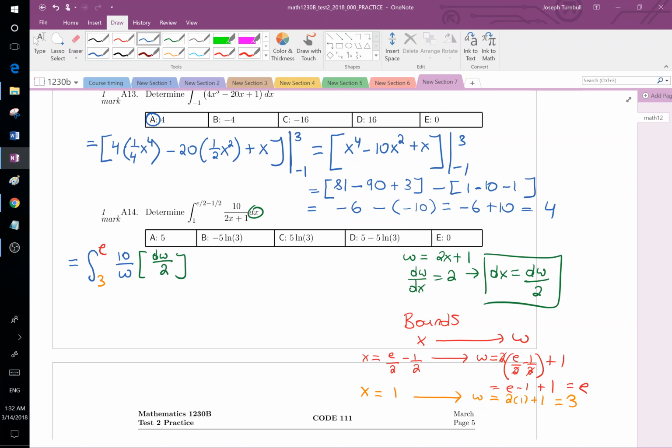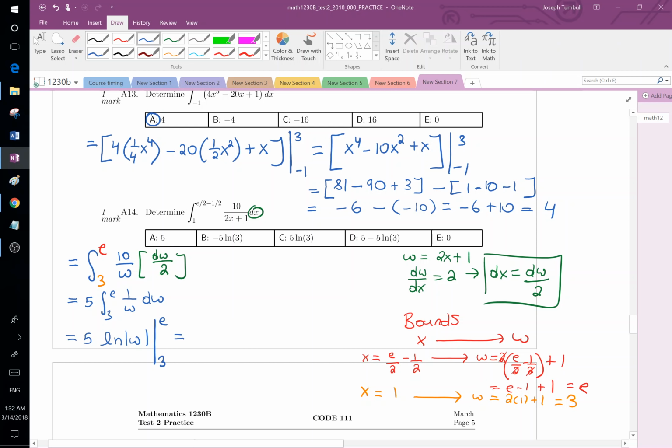Now, let's clean this up a little bit. Lots of numbers floating around. 10 over 2 is a 5 in front. 5 upstairs. Integral from 3 to e of 1 over w dw. Antiderivative of 1 over w is ln absolute value of w. We do not need a plus c whenever there's bounds of integration. We just need to evaluate this on the bounds from 3 to e.